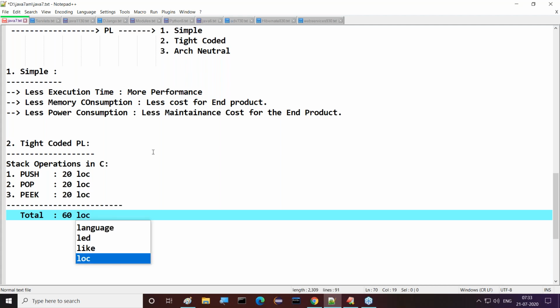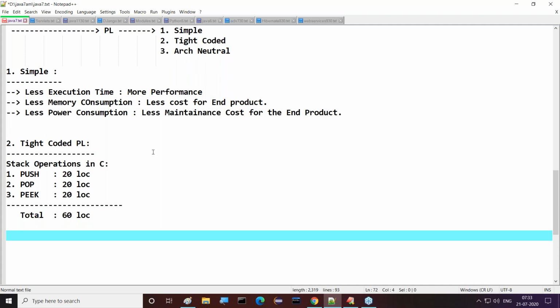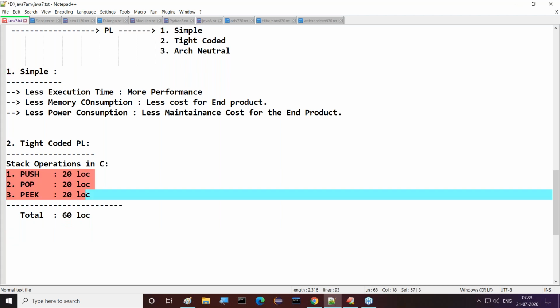Nearly 60 lines of code will be required. That we have to remember, guys. In the case of C programming language, if you want to perform the stack operations, push operation 20 lines of code, pop operation again 20 lines of code, peek operation again 20 lines of code. Overall total, nearly 60 lines of code here we are getting. So 60 lines of code here we have to consume. Then only we are able to get our content.